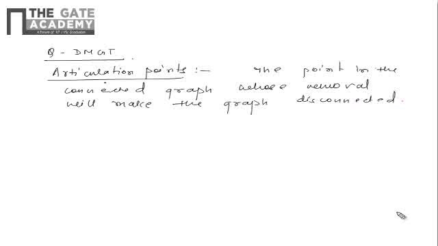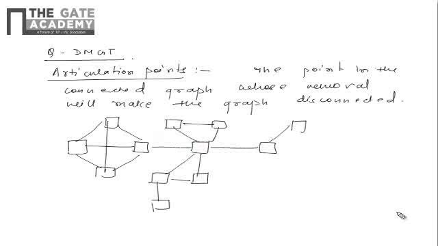And what will be the bridges? Bridges will be edges. If the removal of that particular edge makes the graph disconnected, then it is called a bridge. So the graph given here is something like this. This is the connected graph they have given, right? So this is the graph.